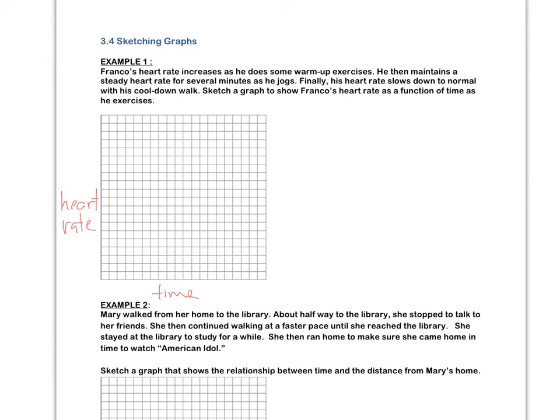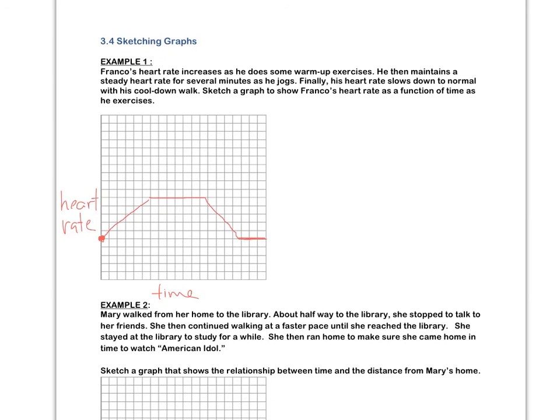Your graph would not start at the origin because your heart rate before exercising is not 0. Your heart rate would start somewhere up here, depending on where you put it. But your heart rate increased from warm-up exercises. You then maintained a heart rate, and then you had a cool down time where your heart rate cooled down or slowed down, and eventually got to a point where your heart rate stayed the same.